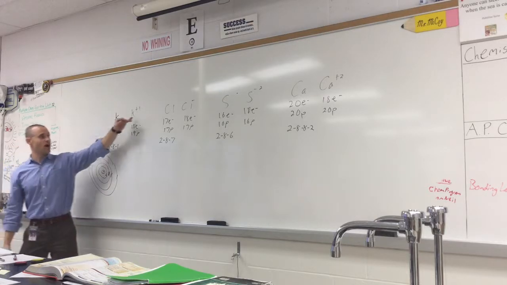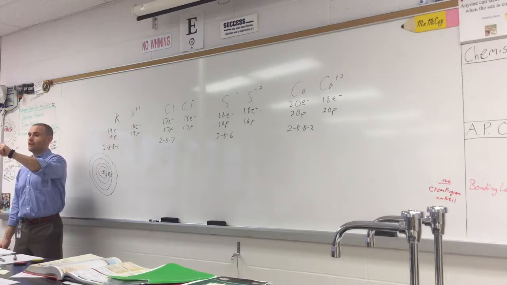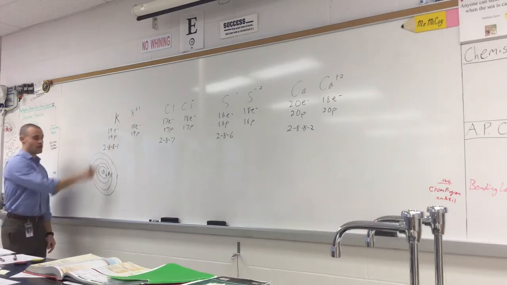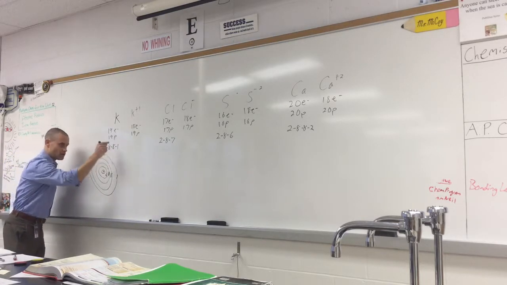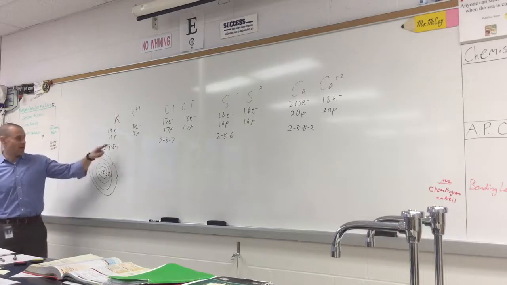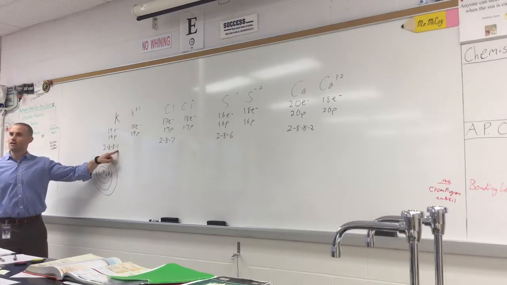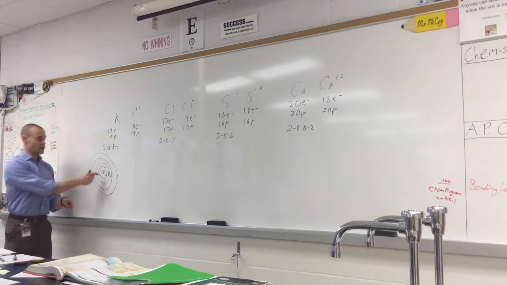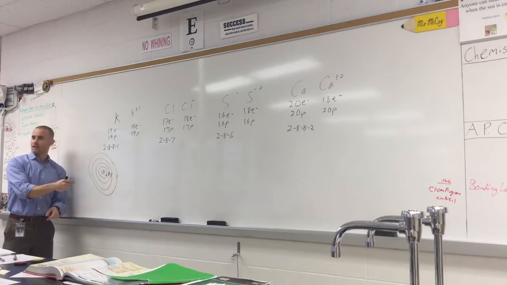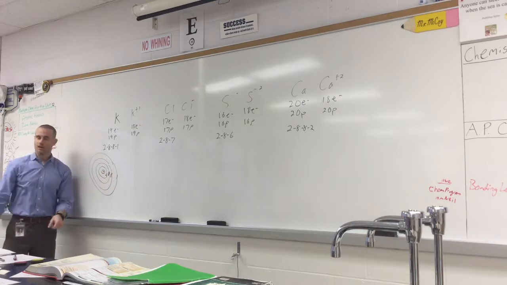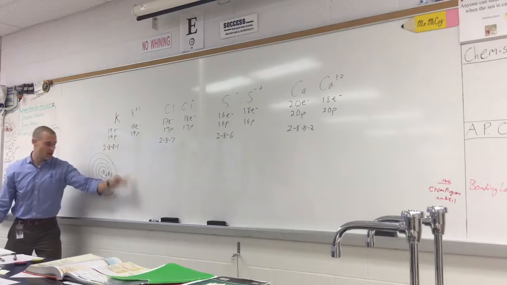When it's +1, it loses 1 electron. Which electron does it lose? One of those, one of those, one of those, or that one? That one. Why? Because it's less attractive. The nucleus can't hold it. So this one is kind of free to come and go.